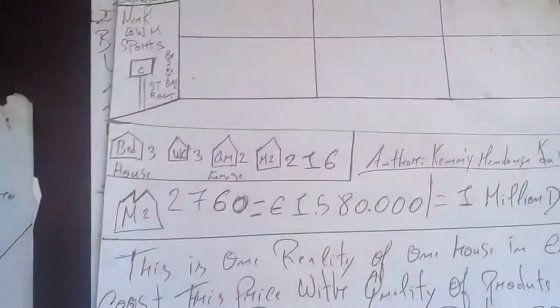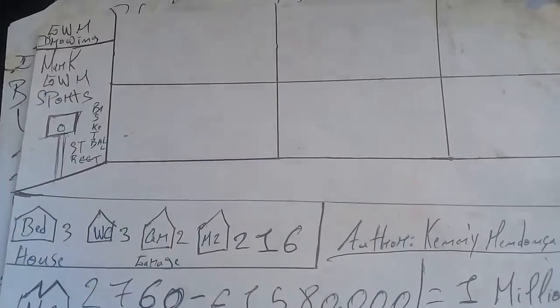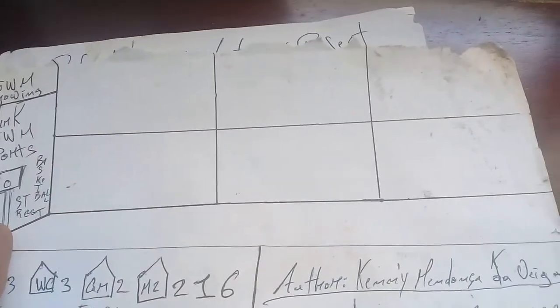You see, this is another example. You can see the drawing is made by me. This is my mark, GWM Sports. I created one street basketball court in my house project for this example.